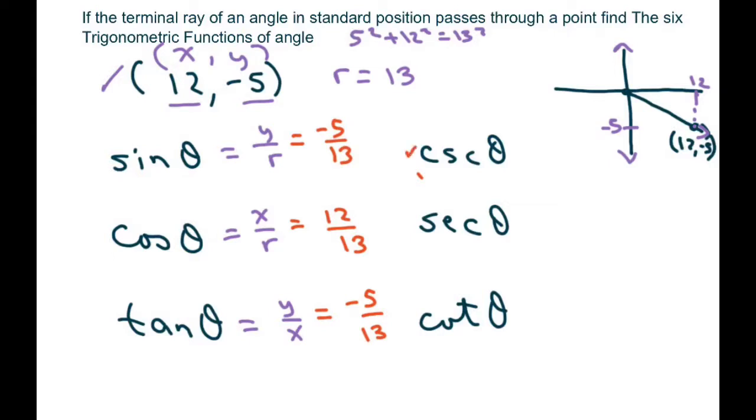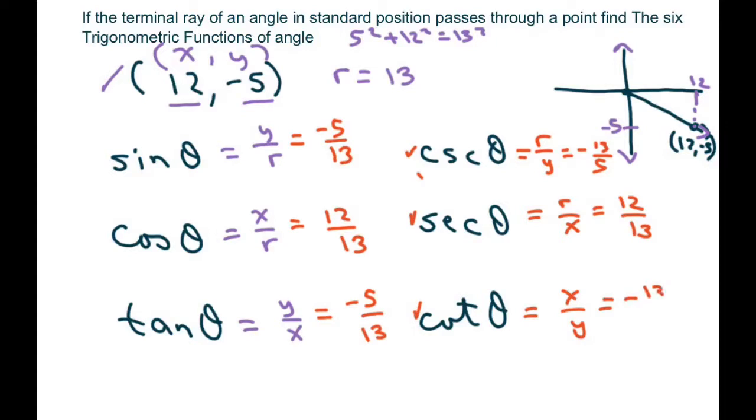These cofunctions here are just reciprocals. So this is just r over y. It should be negative 13 over 5. This one's r over x, which equals 13 over 12. And cotan is x over y. Actually, I think I did this one wrong. This is going to be 12. So, sorry about that. That's going to be negative 12 over 5.